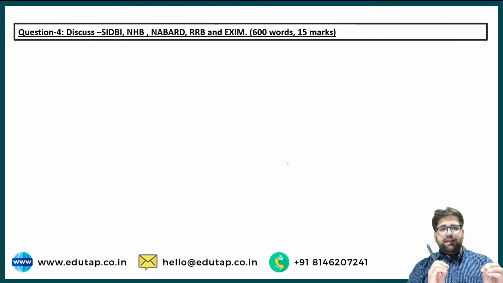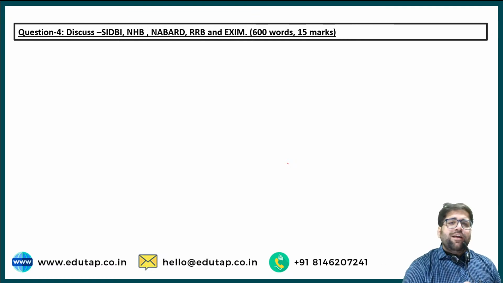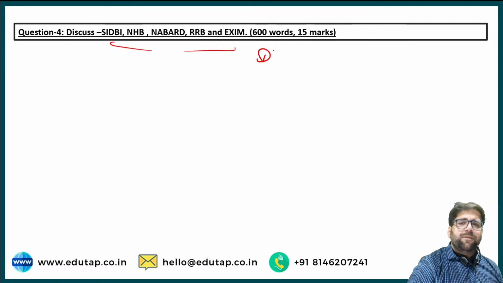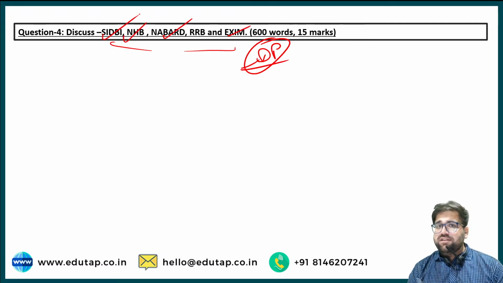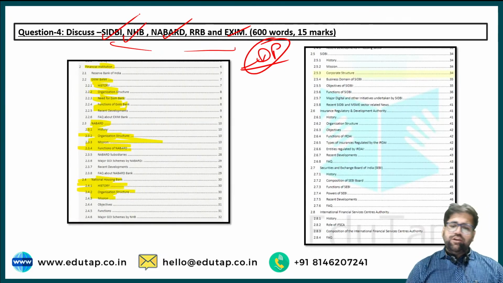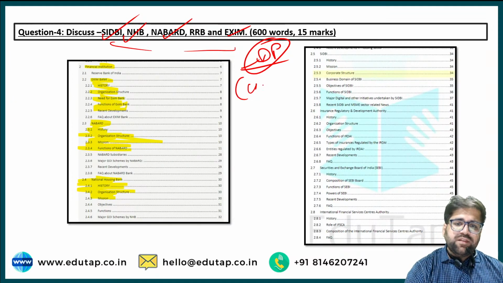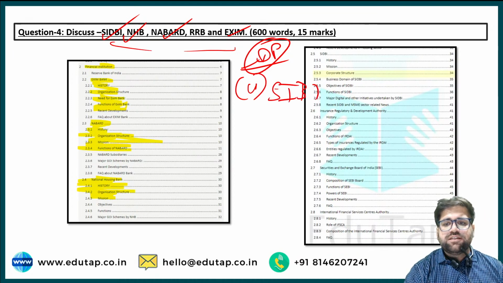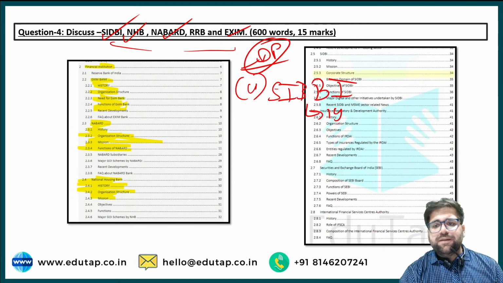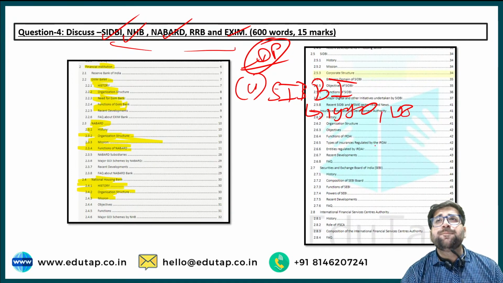Now discuss SEBI, NHB, NABARD, RRBs and EXIM. A very easy question. I have just asked you regarding the development banks. Again, these four are development banks which are mentioned in your scheme. RRB is not a development bank, it's just a different banking institution. So again, if you see your concept notes, a very easy question. You could have easily started directly with SEBI. Start with SEBI. First, tell me the launch year of SEBI. SEBI was set up in 1990 via an act of 19, if I'm not wrong, 19.